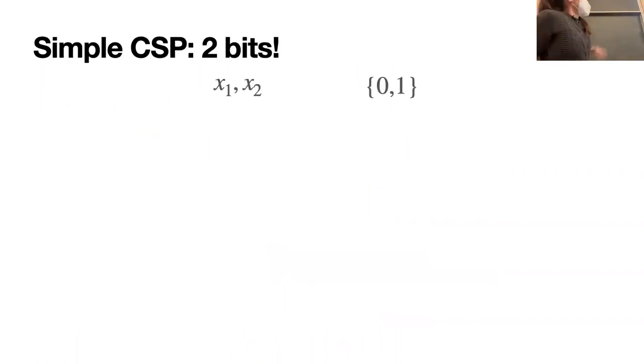Okay, so again, we are going to look at the simplest CSP here, two bits. So we have X1, we have X2, they can either be 0 or 1. So we are going to start with the empty set. I know what you guys are thinking, this is so silly, but when we get to more complicated problems, this is going to be powerful for thinking about how we make this better.